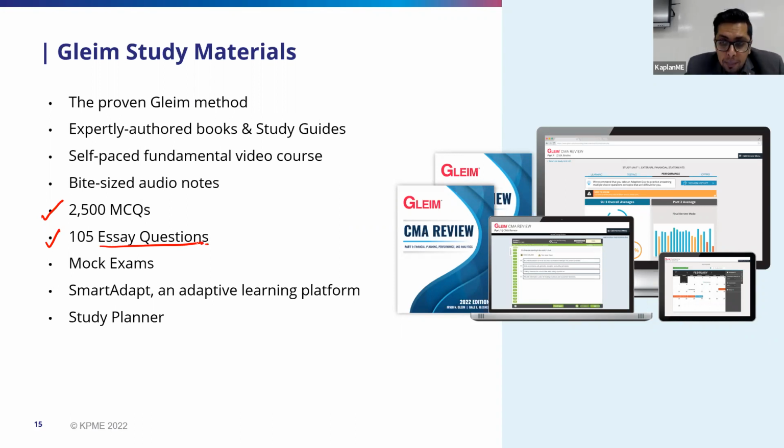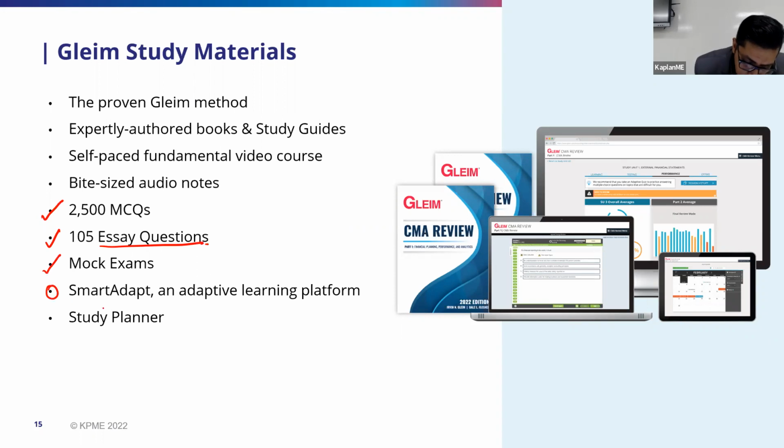See, CMA exams have two things. First, you solve 100 MCQs, then you solve 2 essay type questions. Gleim is the only material across that has the most essay questions, which you can go over and practice. Then they also provide you mock exams.